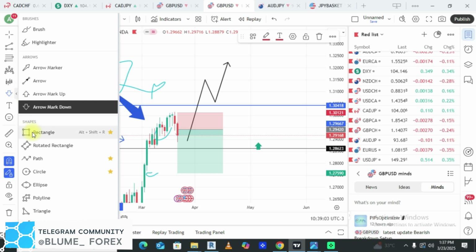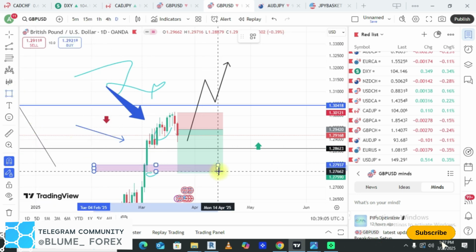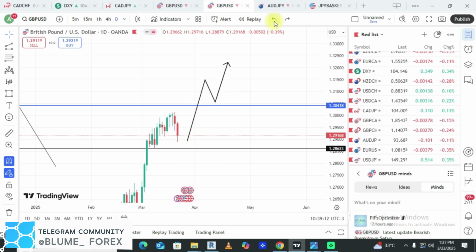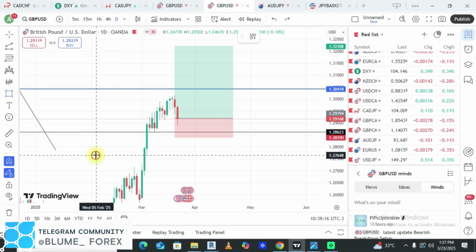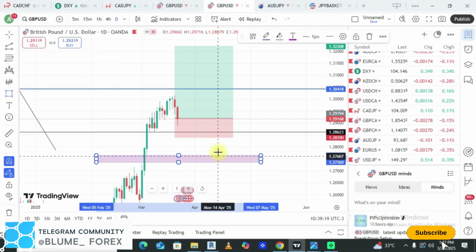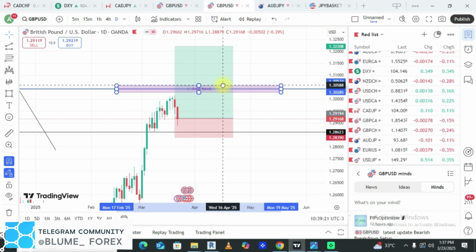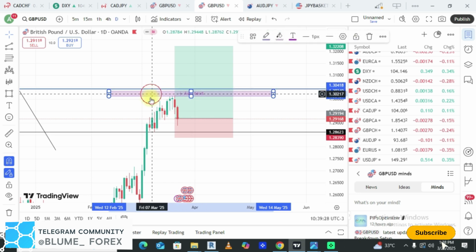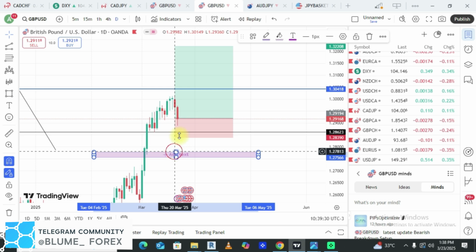And then we have what? The rectangle tool. So the rectangle tool is used to what? The rectangle tool is used to show support and resistance levels. So we have to indicate support, and then indicate resistance. We haven't learned about support and resistance, but it's a trading, technical analysis concept. So we use this rectangle tool to demonstrate those zones.